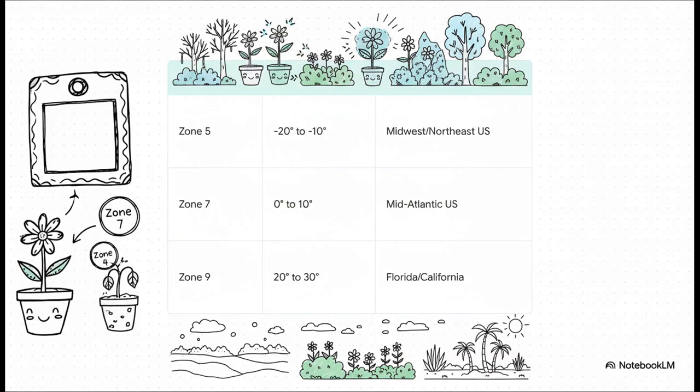So the tag will list a USDA hardiness zone. All you have to do is know what zone you live in. You can look it up online in 2 seconds. If the tag says zones 5 through 8 and you live in zone 7, you're golden. But if you live in zone 4, that plant probably won't make it through your winter. It's really just a simple matching game for survival.